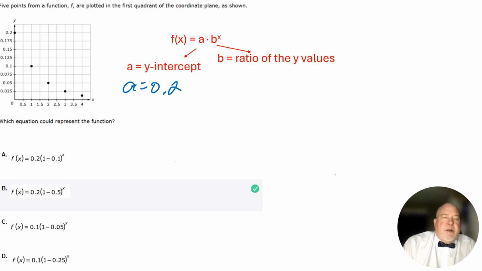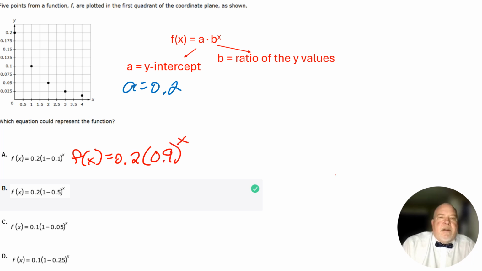And so I'm going to rewrite this as f of x equals 0.2. And then I'm going to subtract that and I get 0.9 to the x power. Now, don't worry about the fact that I used parentheses instead of a dot. That's okay. A dot shows multiplication, parentheses do too. I could just put a dot there, but I'd rather put the parentheses. So don't worry about that.